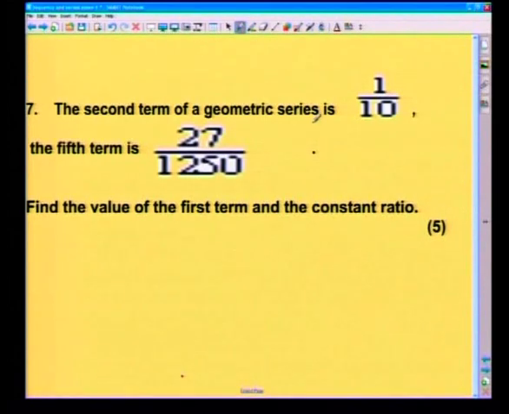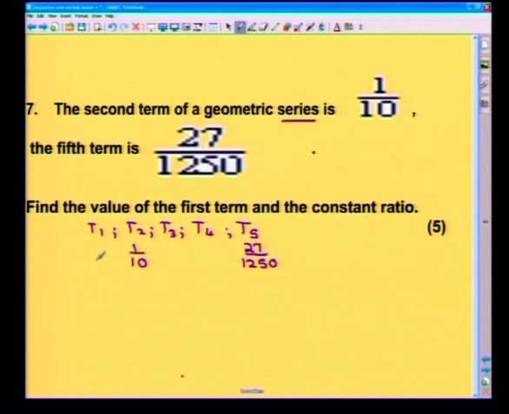This one now involves us knowing about 2 of the terms in the series, or the sequence, depending how you want to look at it, but they've said series, so let's stick with it. And they're asking you to find the value of the first term and the constant ratio. So if we're going to think of it like this, we know that that's term 1, term 2, term 3, term 4, term 5. They've told me that the second term is 1/10, and the fifth term is 27 over 1250.